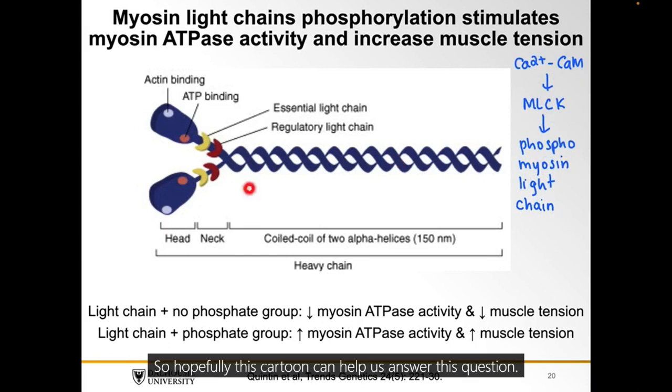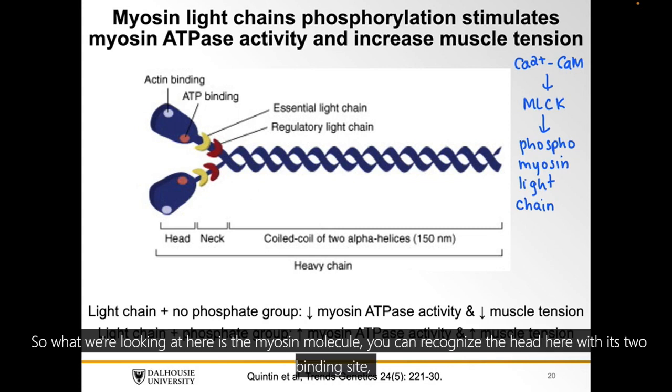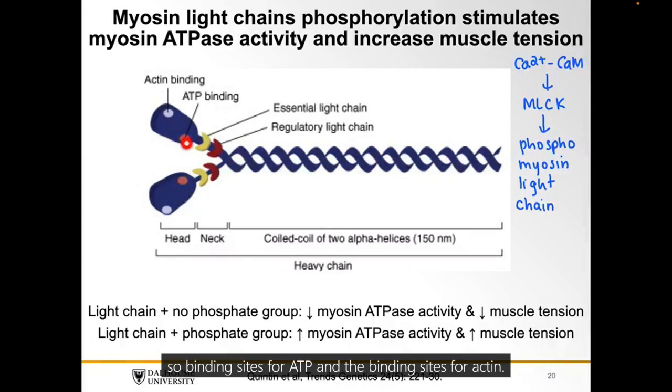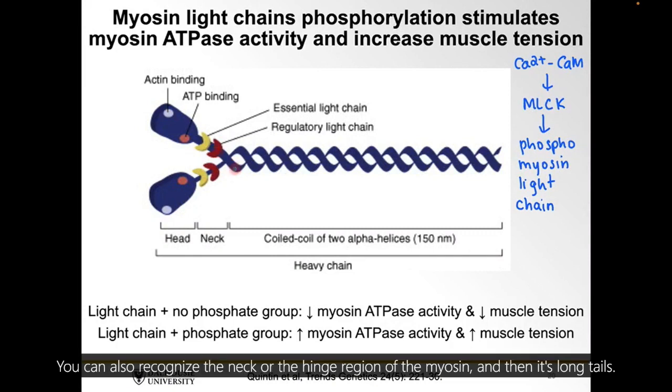So hopefully this cartoon can help us answer this question. What we're looking at here is a myosin molecule. You can recognize the head here with its two binding sites: binding sites for ATP and for actin. You can also recognize the neck, or the hinge region, of the myosin and then its long tails.